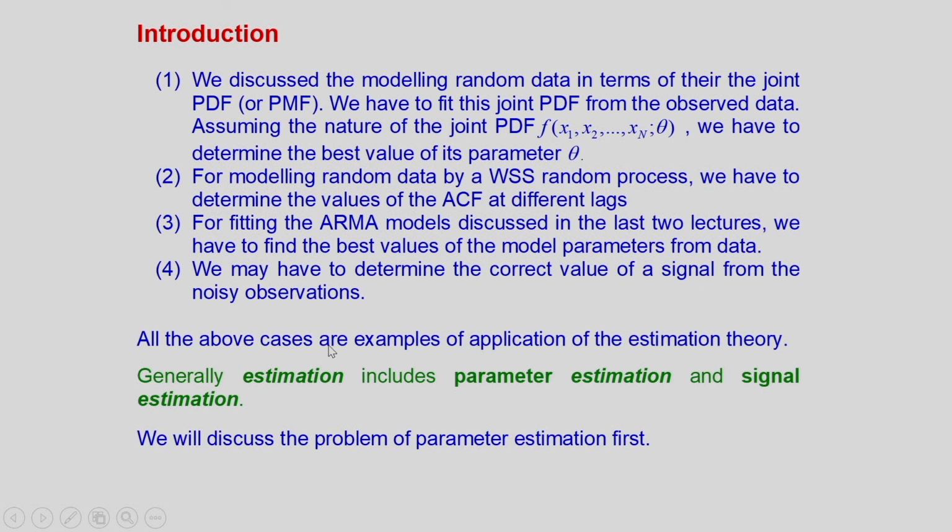All the above cases are examples of application of the estimation theory. Particularly, this is an example of signal estimation, and these 1, 2 and 3 are examples of parameter estimation. And we can also do signal estimation by using parameter estimation. For example, by fitting the ARMA model, we can estimate a signal. So, estimation includes two classes, parameter estimation and signal estimation. We will discuss the problem of parameter estimation first.